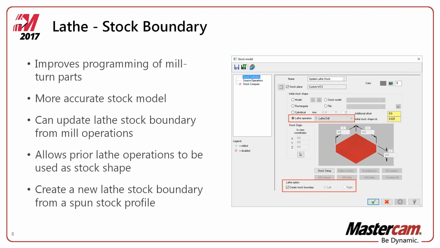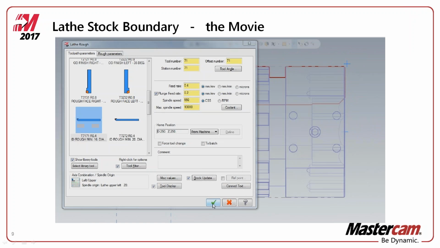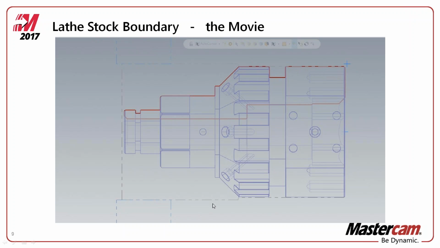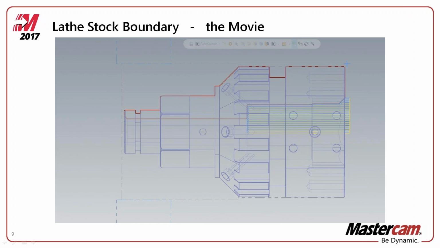Another thing too is the stock boundary, they call it. So you may have noticed before, if we go in with some lathe toolpaths and then we go in with maybe a mill toolpath, some of the stock may not update exactly. So when we come in and do, let's say, a boring operation on this part, it's going to tell me I'm colliding with my stock.